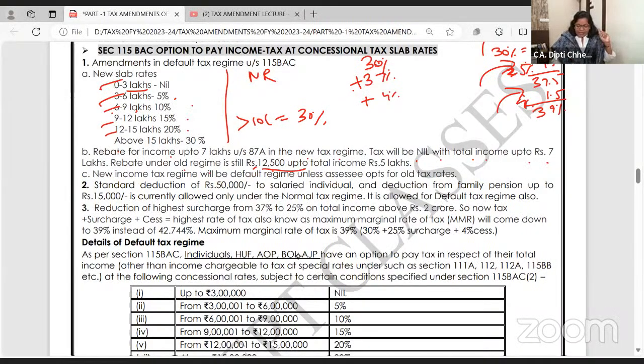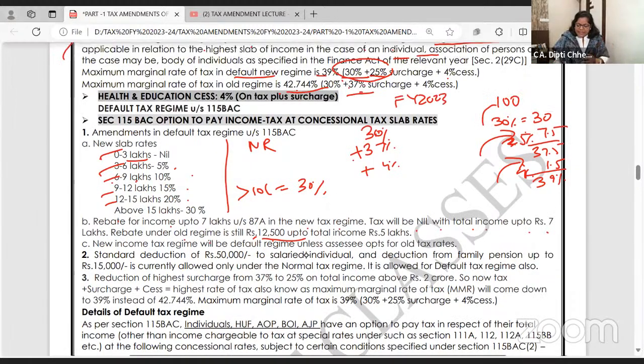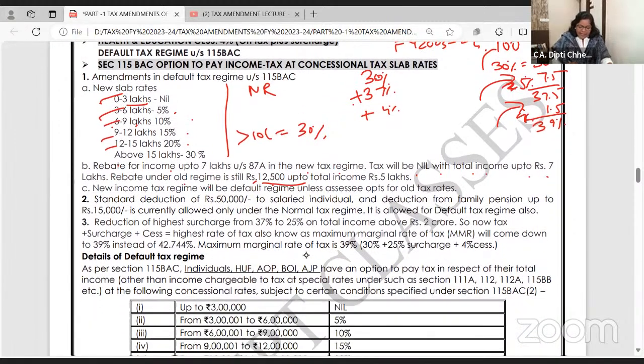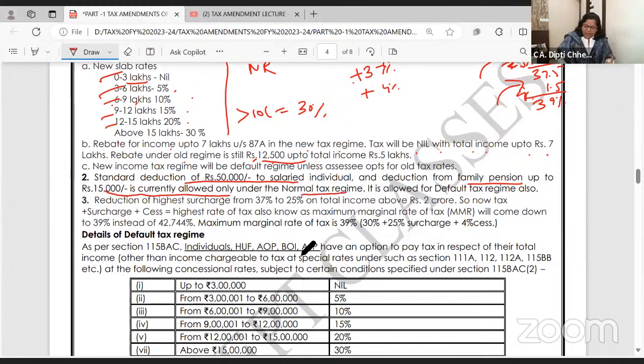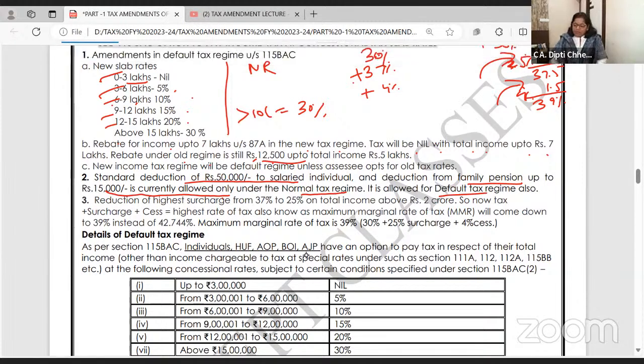So first change in 115BAC from financial year 23-24 is in the tax rates. Next is rebate for income up to 7 lakhs. Okay, it will be nil, I have told you. Now standard deduction, which was allowed from salary only in case of normal tax structure, not in default. So even if you are filing your return in default tax regime, you can avail standard deduction from gross salary up to 50,000. Family pension, when the employee is deceased and family members receive pension, it is taxable in income from other sources with a deduction of 15,000 or 1/3, whichever is lower. That deduction is currently available only in the normal tax regime. Now it will be allowed in default tax regime also.